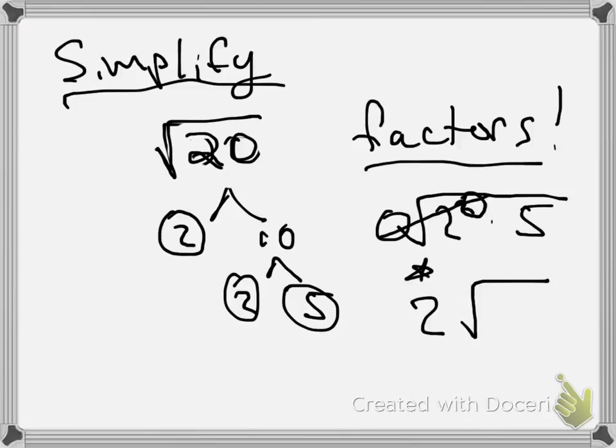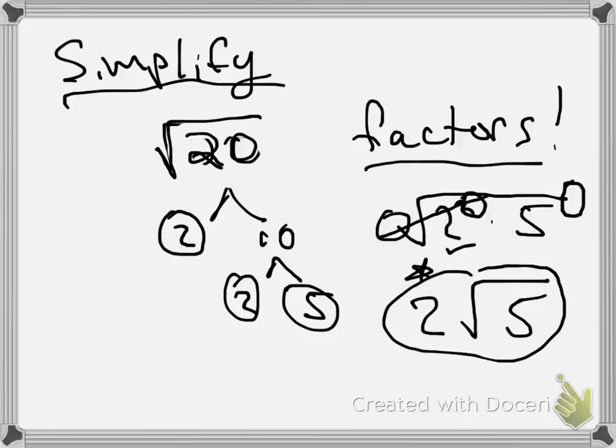Look at base 5 here. Base 5 does not have a square, so it does not get canceled out of the square root. So because base 2 had the exponent of 2, the square undid the square root, and we could simplify the square root of 20 as 2 square root of 5.